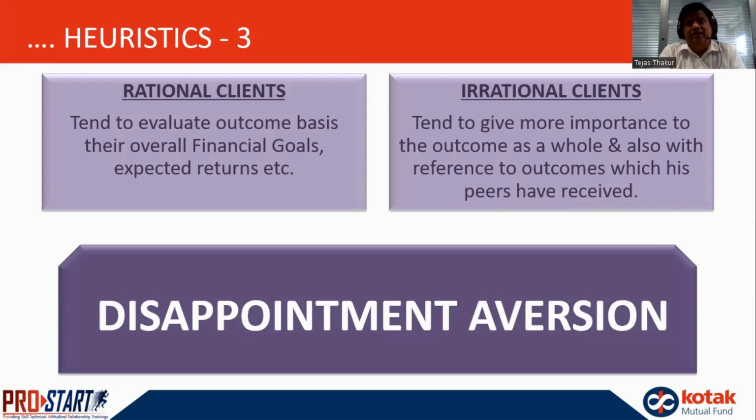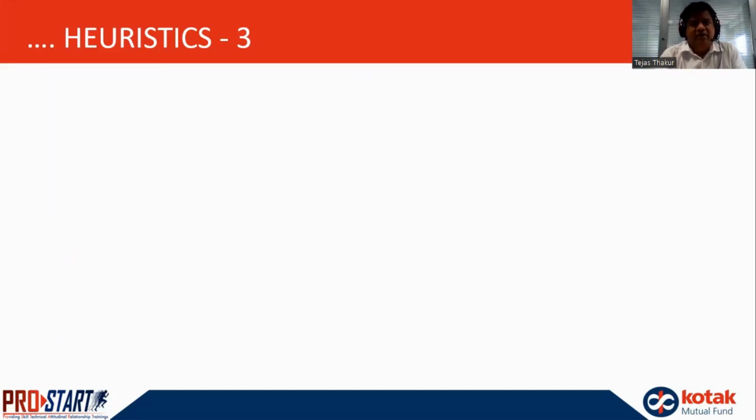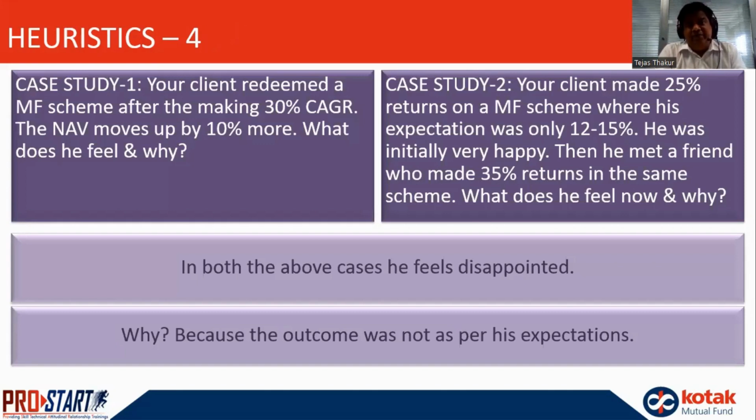Now, it is difficult for us to handle this case, because we are happy that the customer made money, but the customer is not happy, because the customer feels that, boss, I should have got more. So in the first case, he made 30%, but he could have made 10% more. That is why he was disappointed. In the second case, he made 25, but his friend made 35. So that is why he was disappointed. So disappointment, there's no answer to it. You can be disappointed even if you have the entire world at your feet.